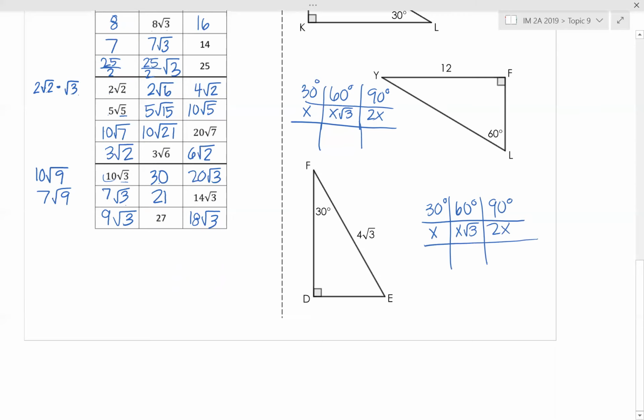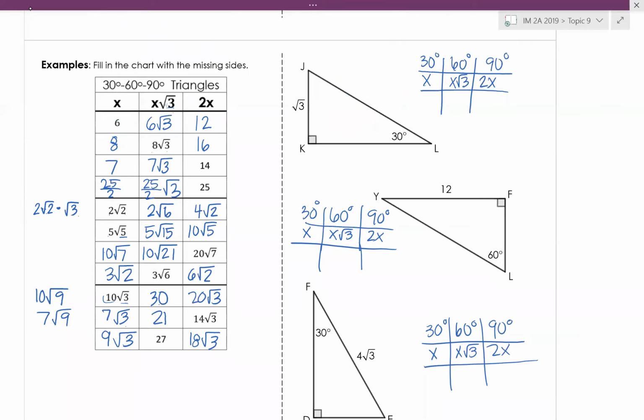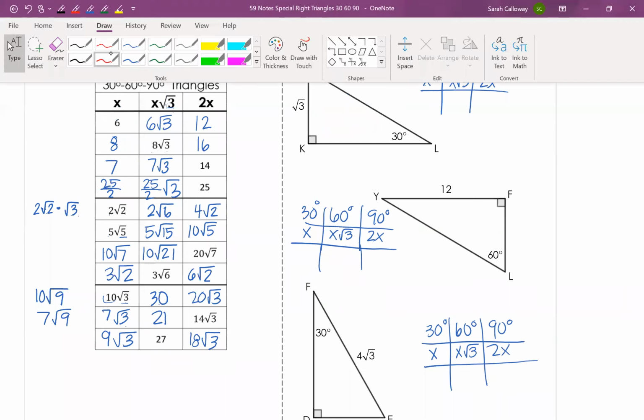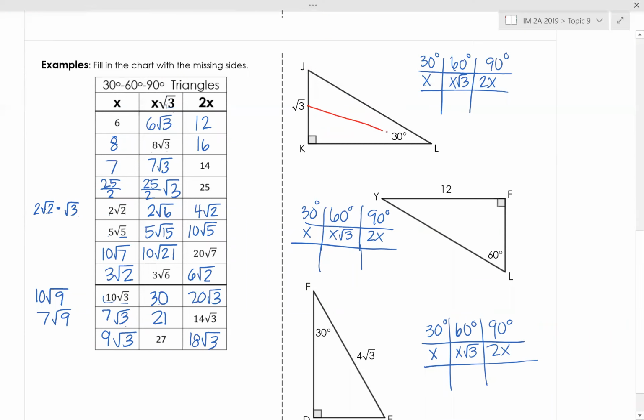Okay, so let's look at what we've got. So we're given this side. This side is across from 30 degrees. So that means that x is the number radical 3. So if x is radical 3, and then I have to multiply radical 3 times radical 3, that's going to give me just the number 3. And then 2 times x, if x is radical 3, means the hypotenuse of this is 2 radical 3.